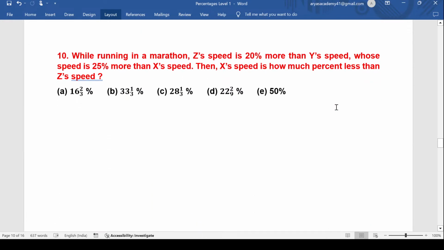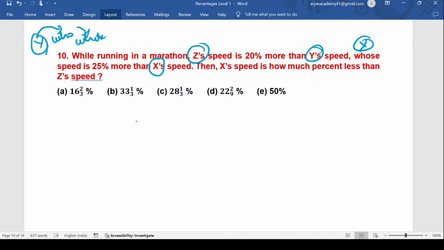While running in a marathon, Z's speed is 20% more than Y's speed, whose speed is 25% more than X's speed. Then X's speed is how much percent less than Z's speed? Again, a very similar kind of comparison. We are having Z, Y, and then X as well. Z is 20% more than Y. Y comma whose: I have already told you, when you find such terminologies, you have to just substitute that letter in place of who or whose. So if you substitute Y here, it implies that Y's speed is 25% more than X.